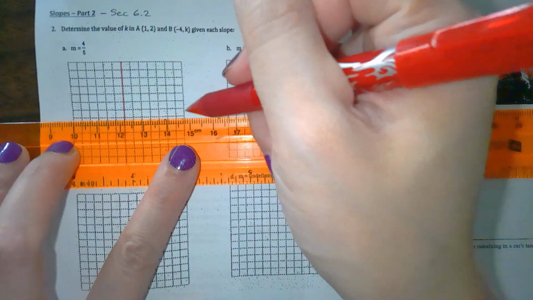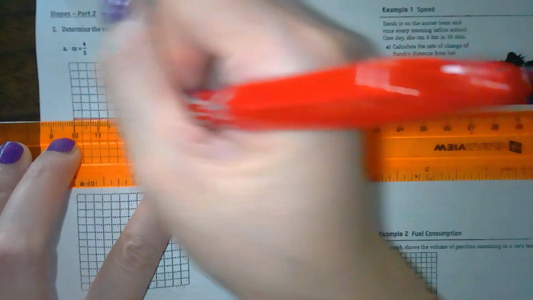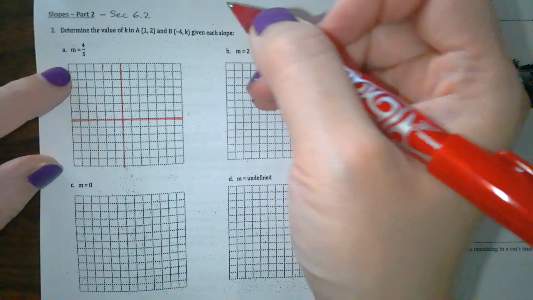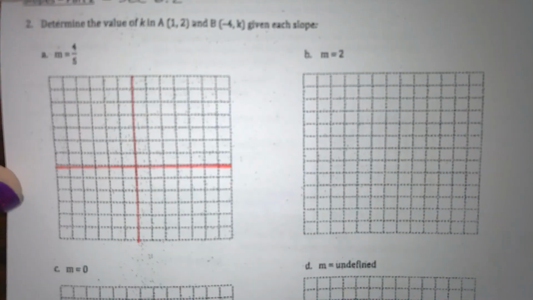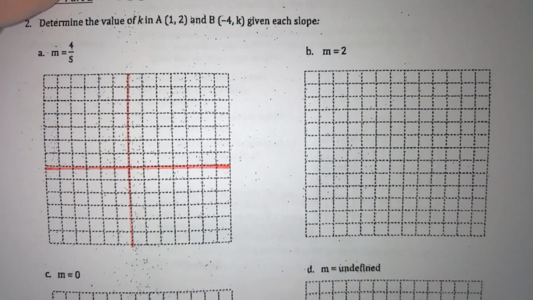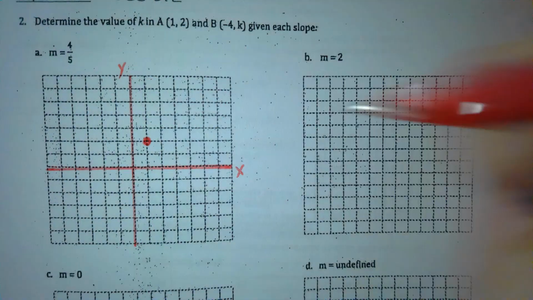Okay, so first off, let's recap. I'm given this point (1, 2). Let me plot this point on the grid first. 1 on the x, 2 on the y. So it's this point right here.